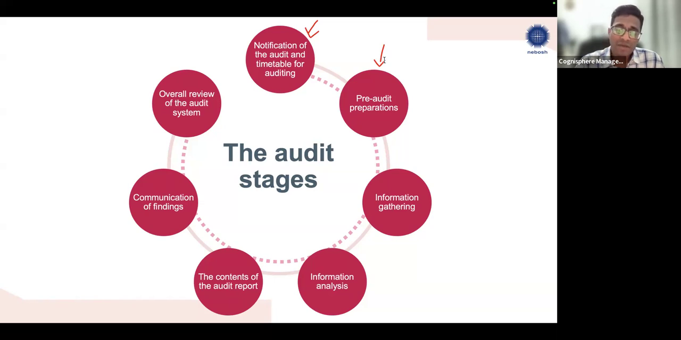And then information gathering. During the audit, the auditor will gather information in three ways. One, from the documents. Two, from interviews with the staff. And third, physical check, direct observation of the workplace. And then they would do an analysis of the information gathered.